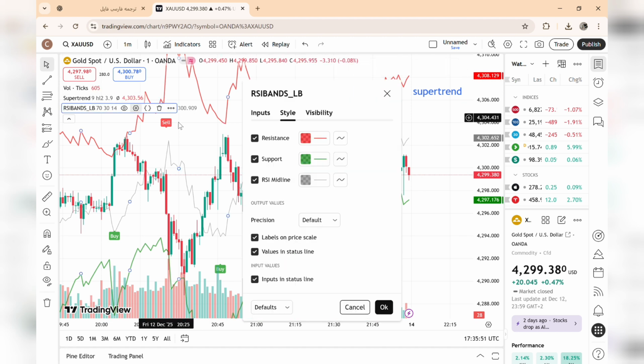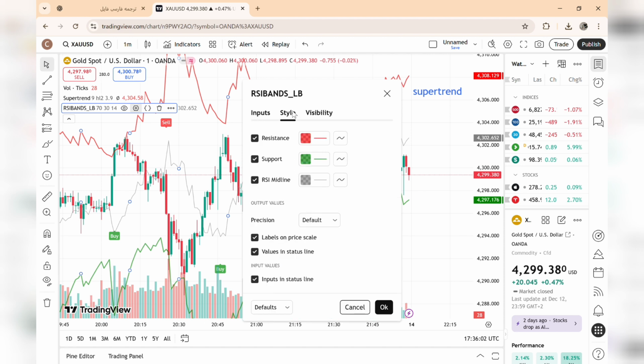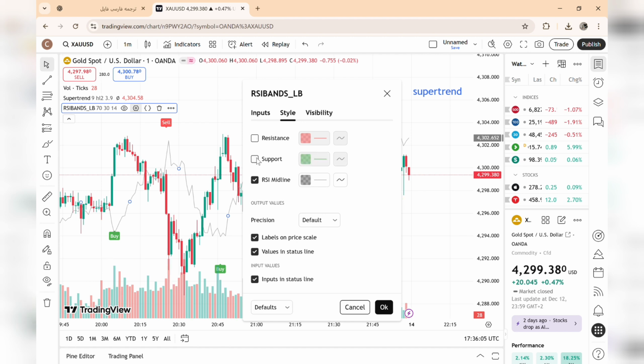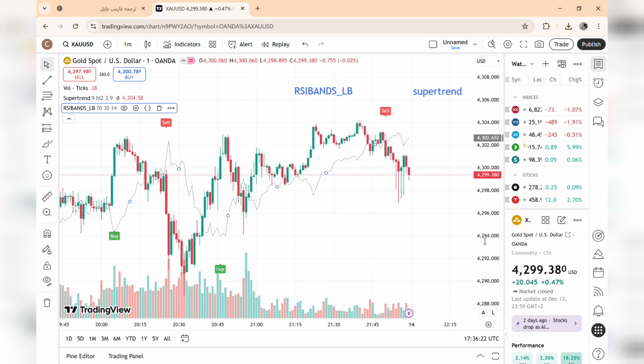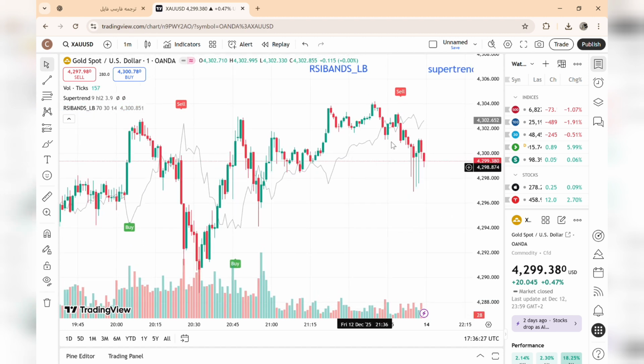Now we change the settings. Go to the style tab and we make these changes. We keep this one also. Okay, as you can see the video, now we have two indicators in our chart.